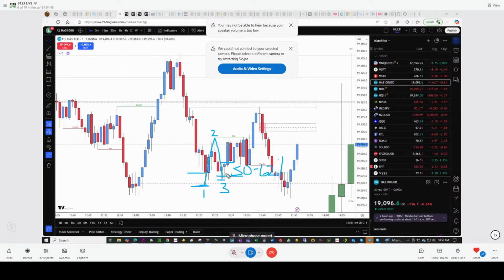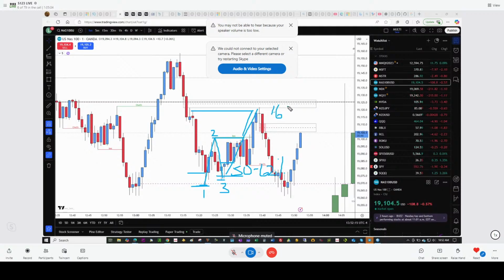And then we enter in the 50 to 62% area and look to take profits either at the number 2 point or higher to previous highs, or to 1.618 using the fibs, and or 1.272, or 1.414, which is right in between. These will be the three targets here that we'll be looking at.